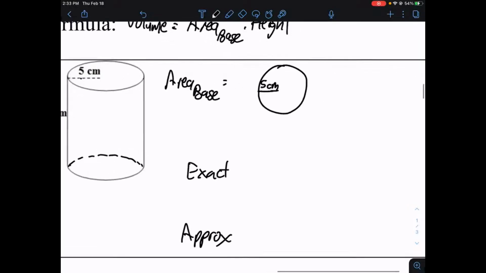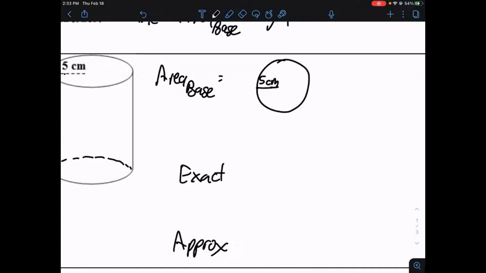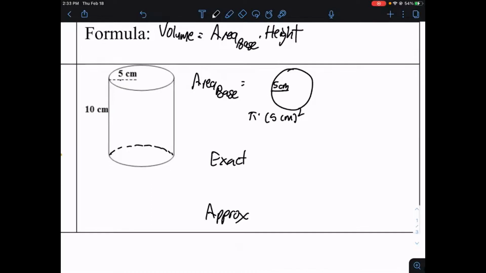Okay, so the area, first of all, is pi times the radius squared. So 5 centimeters squared becomes 25 centimeters squared. And then don't forget the pi goes after the 25.